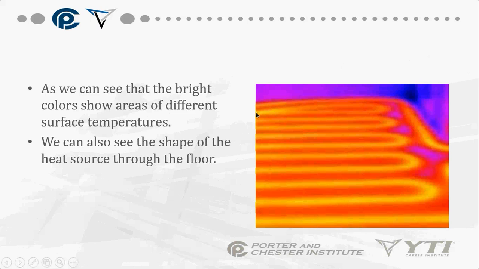So obviously the redder it is, the hotter it is. So you can see, this is actually your radiant heat loop. This whole area up here is all cold. So obviously this is probably a wall or something like that. But that floor is all nice and warm.